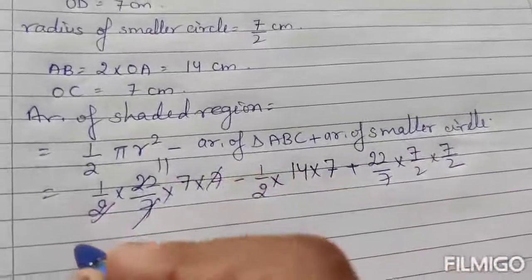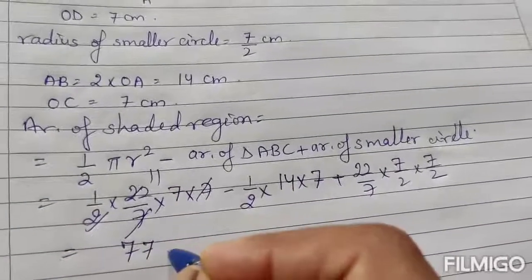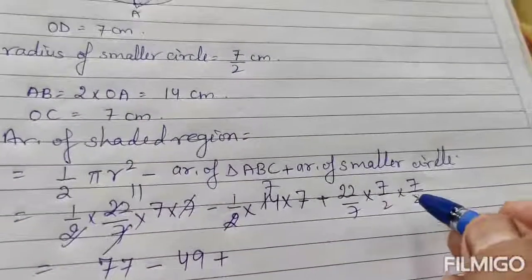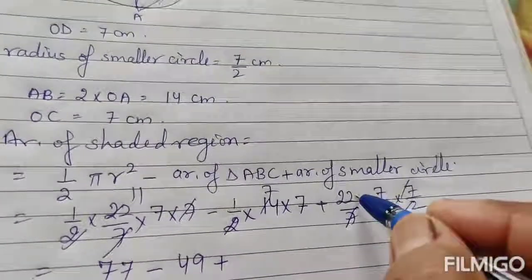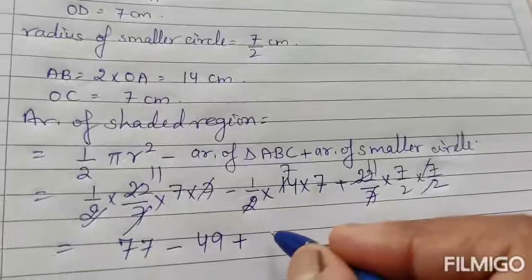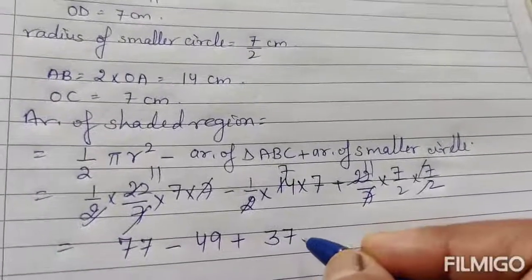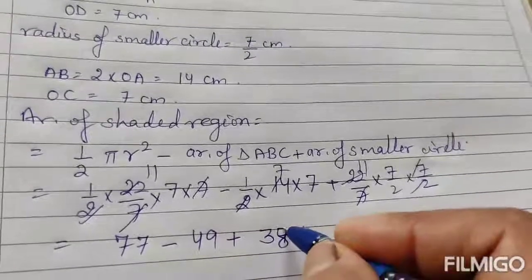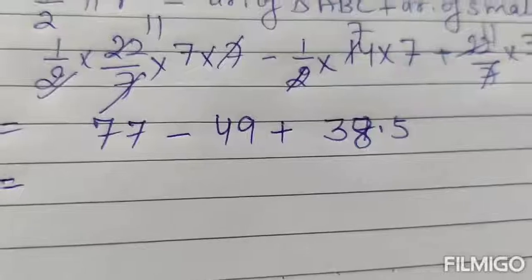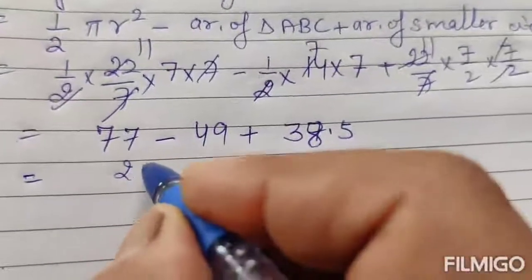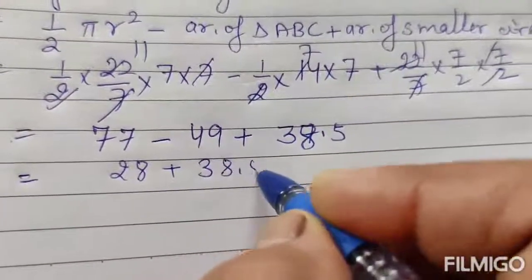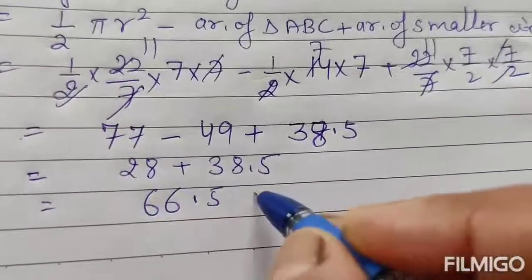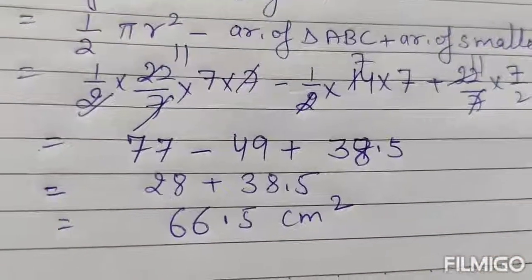11 7s are 77, minus 49, plus 7 by 2 into 11. 77 by 2 is 38.5 centimeter square. So 77 minus 49 plus 38.5 gives 66.5 centimeter square. Next question.